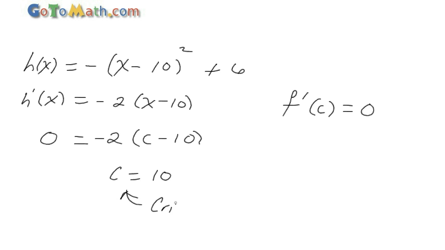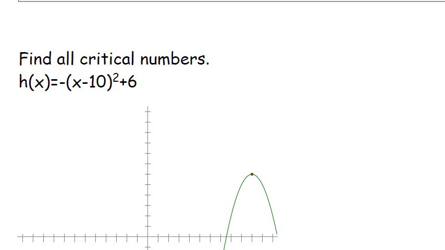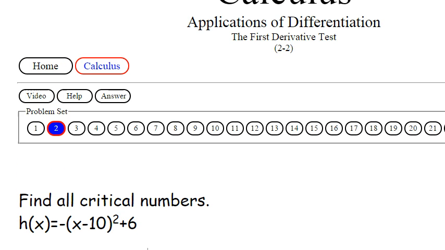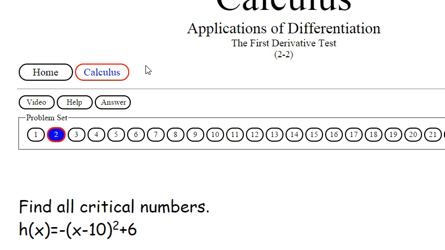Should I spell it out? This is the critical number. I don't do much writing. Try to not do that. Anyway, so this is the critical number right here. And that critical number helps us locate where the graph is increasing and decreasing, and also where there is a maximum or a minimum.